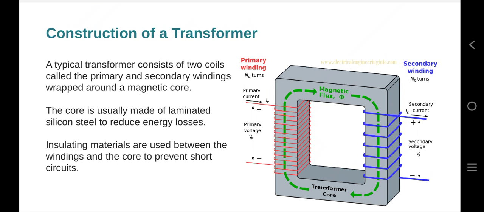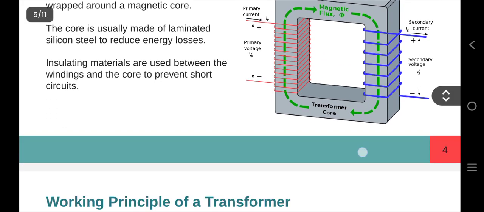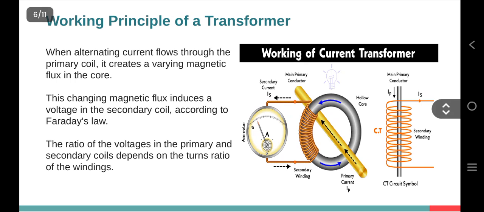To minimize the losses, we use laminated silicon steel. And also we insulate the material between the windings and core. That means the core and windings are also insulated to prevent any short circuit between the windings and the core. Now come to the working principle of the transformer.